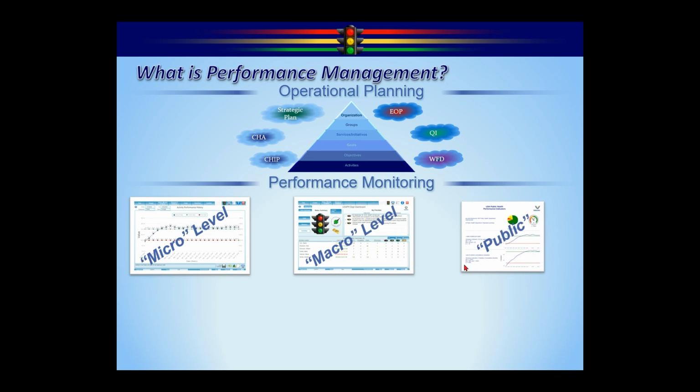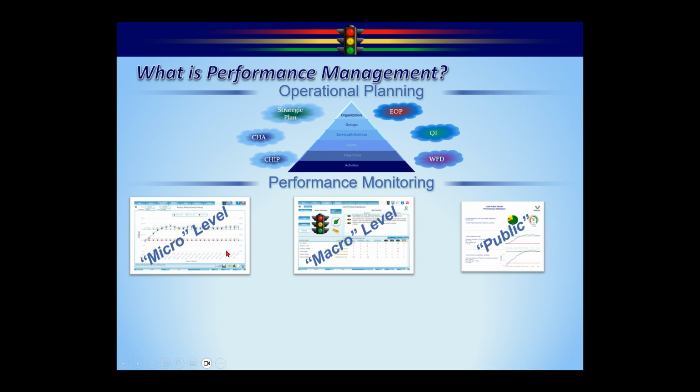So the first thing we're going to talk about is this middle level, macro level, which is basically the dashboard screen itself. And that is at the group level in the pyramid. So it's kind of way up high in the pyramid, again, macro level. And you can look at a dashboard for any group and its subgroups in here. So we're going to go through some examples of that.